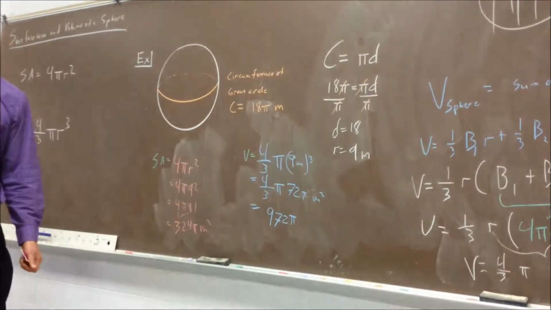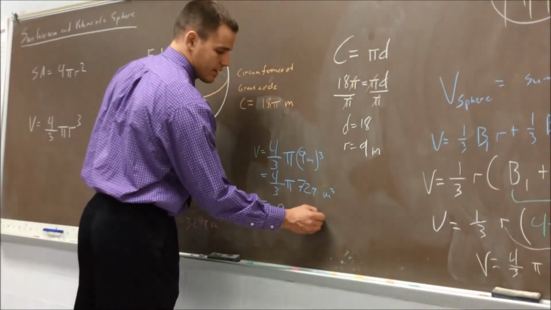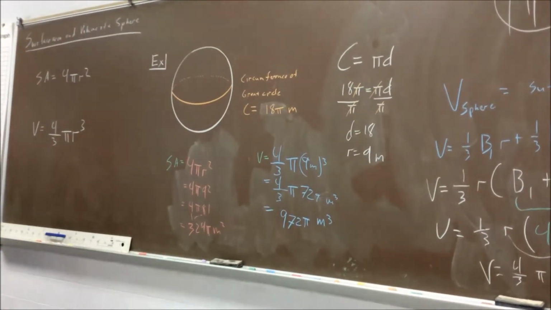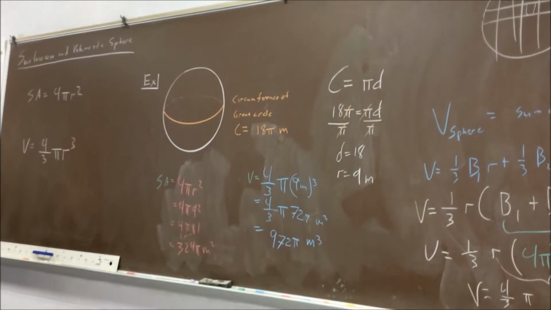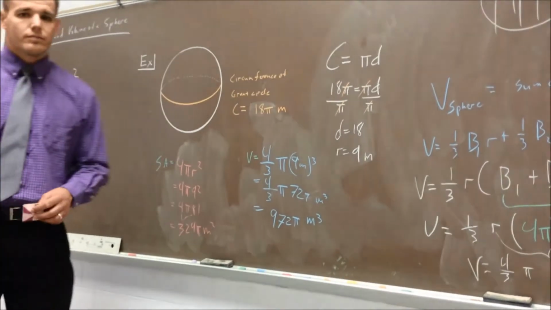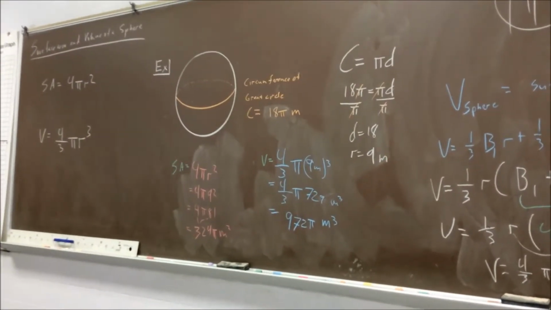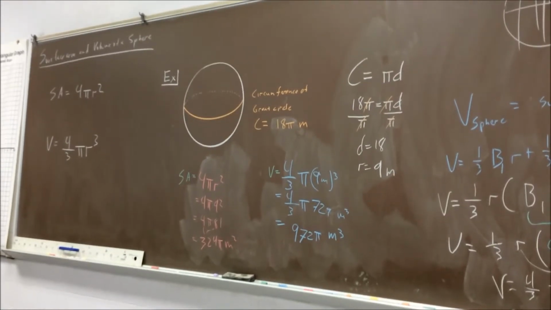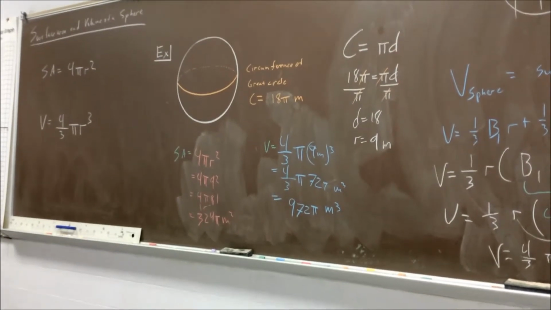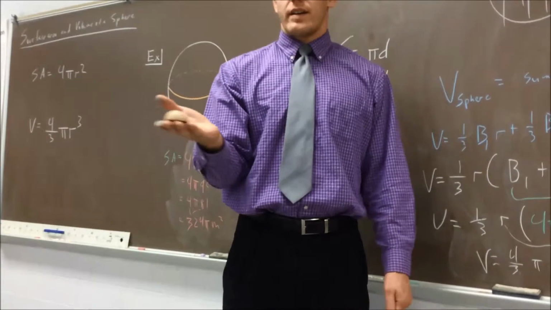I believe that's correct. 972 pi? 972 pi cubic meters. Which of the decimals like 3,053 point something? Yes. Now one last thing here. They may say, okay, you think you're so hot, find the volume of a hemisphere. How do you find the volume of a hemisphere? Take the volume and cut it in half, right?